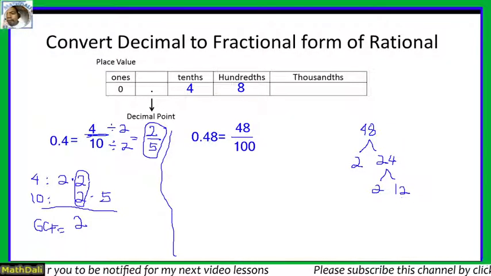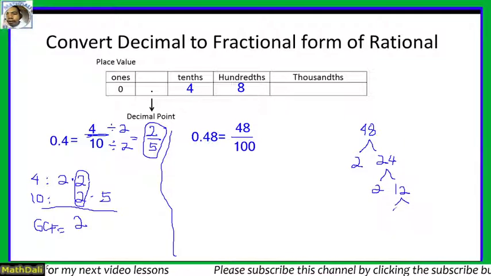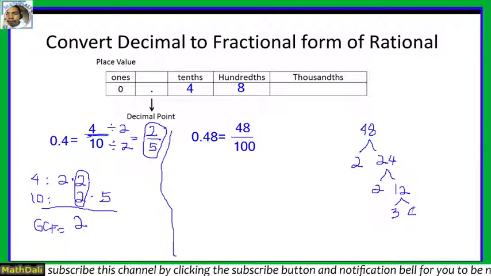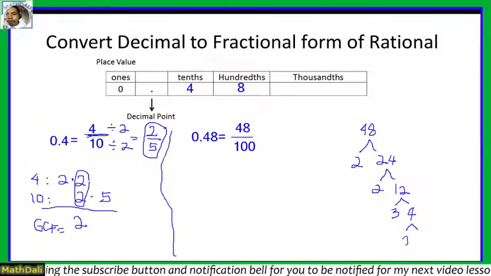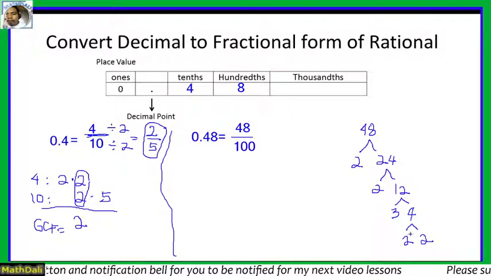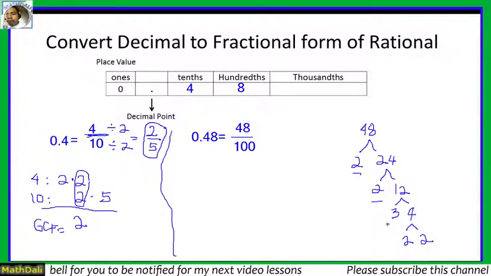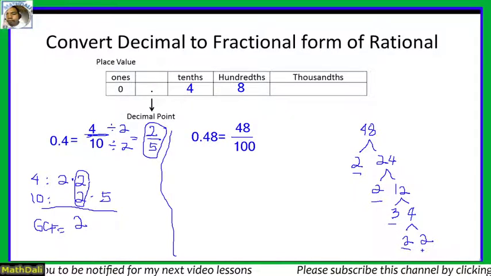Then, pwede pa rin i-factor yung 12. Ang factor niyan ay 3 multiplied by 4. Then, pwede pa natin i-factor yung 4 dito. Hindi pa yan prime. So, that is 2 multiplied by 2. So, yan yung mga prime factors natin. We have 2 times 2 times 3 times 2 times 2.